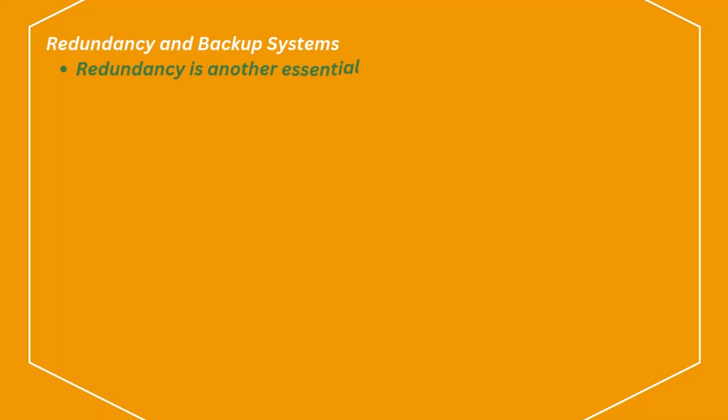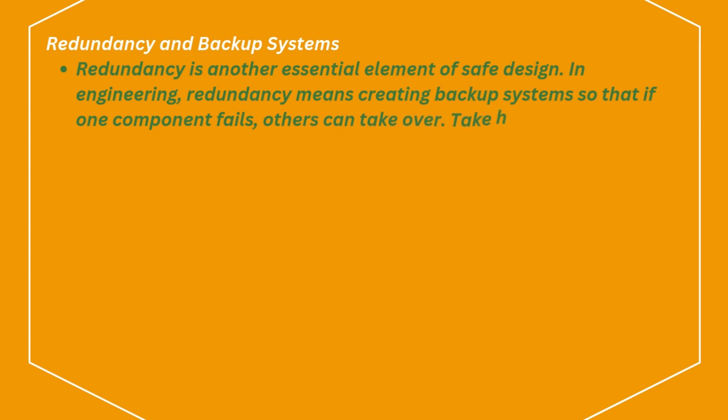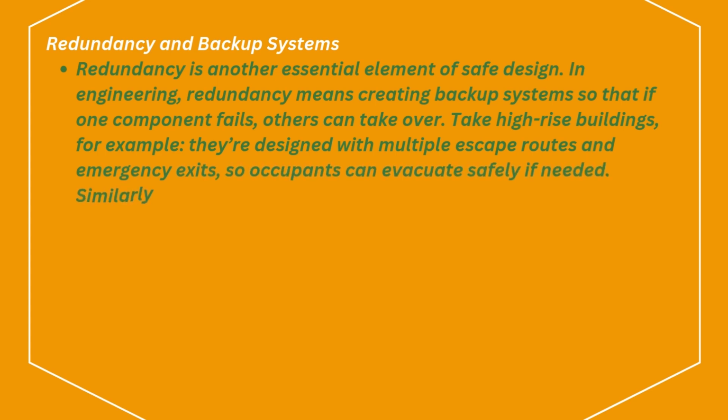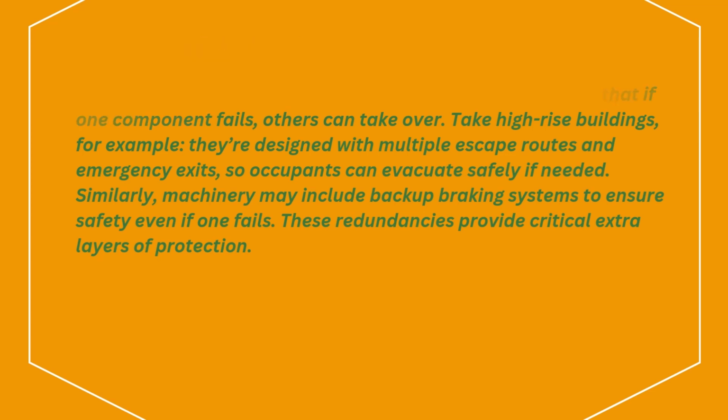Redundancy and backup systems. Redundancy is another essential element of safe design. In engineering, redundancy means creating backup systems so that if one component fails, others can take over. Take high-rise buildings, for example. They're designed with multiple escape routes and emergency exits, so occupants can evacuate safely if needed. Similarly, machinery may include backup braking systems to ensure safety even if one fails. These redundancies provide critical extra layers of protection.